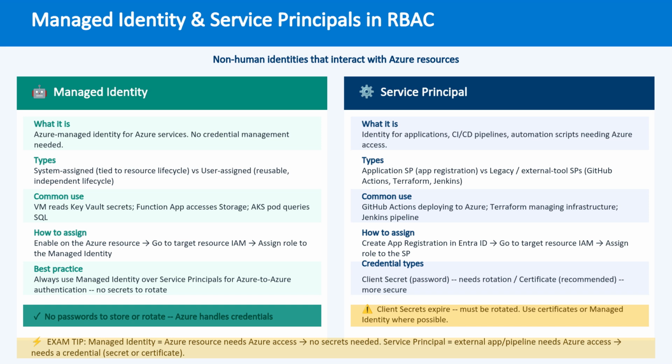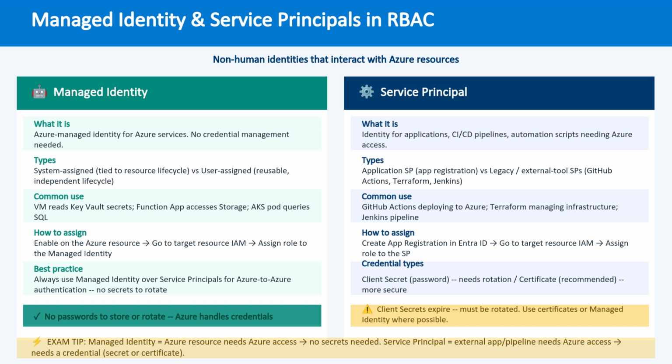Example flow. 1. Enable system-assigned managed identity on VM app 01. 2. Go to Key Vault, access control, IAM. 3. Assign Key Vault secrets user role to VM app 01's managed identity. 4. Code on the VM uses the Azure SDK to get a token, no credentials in code.